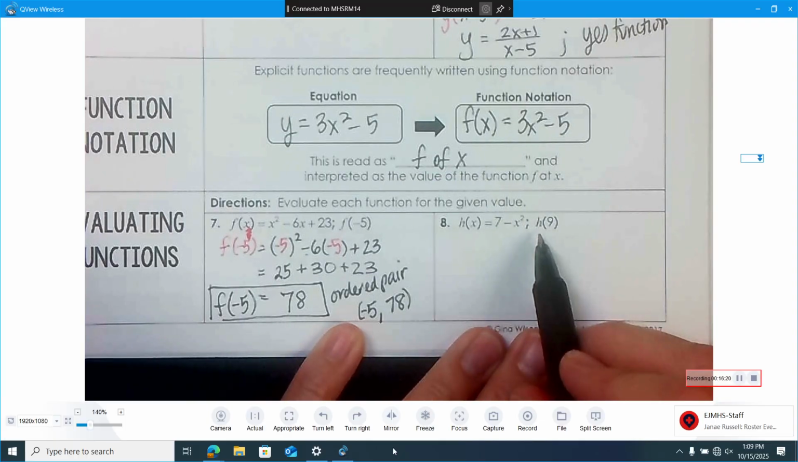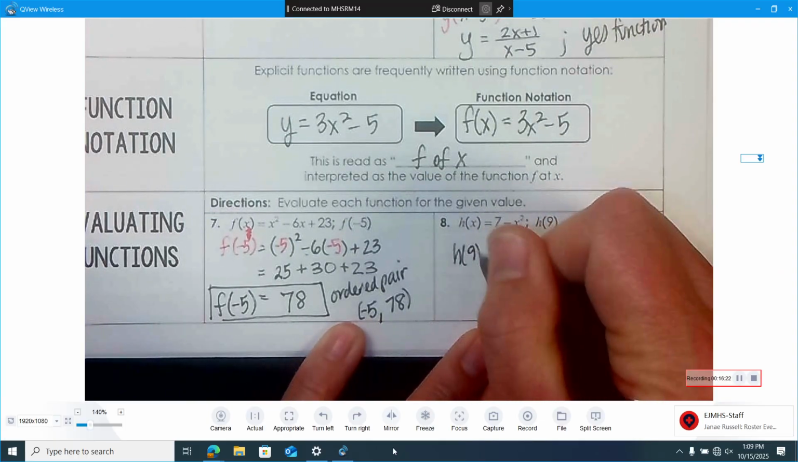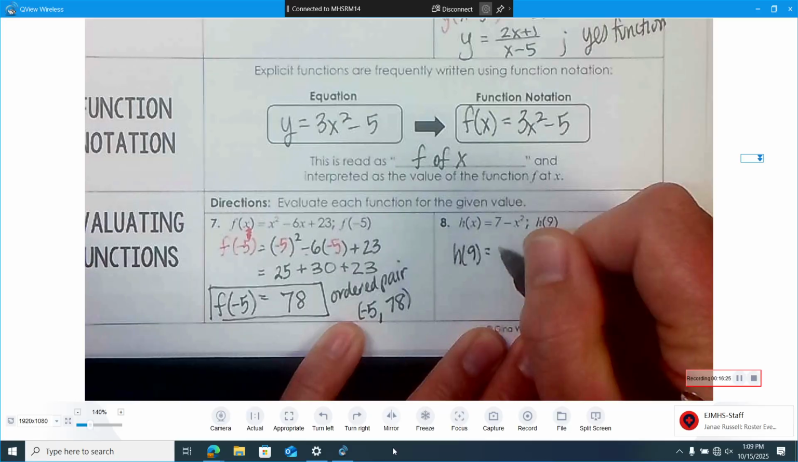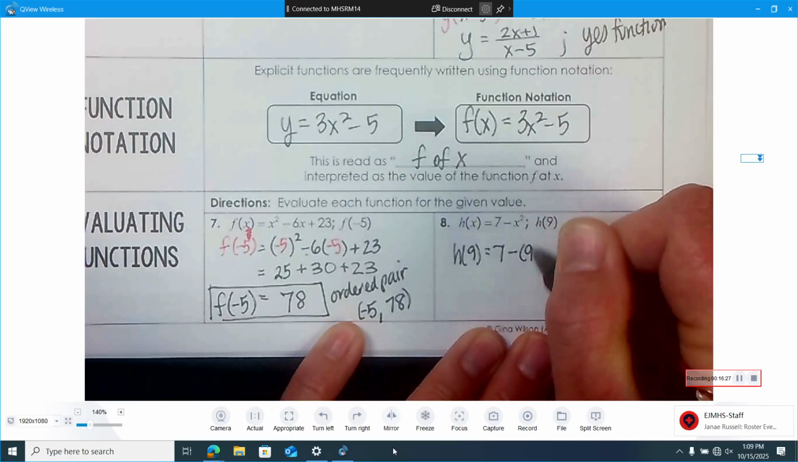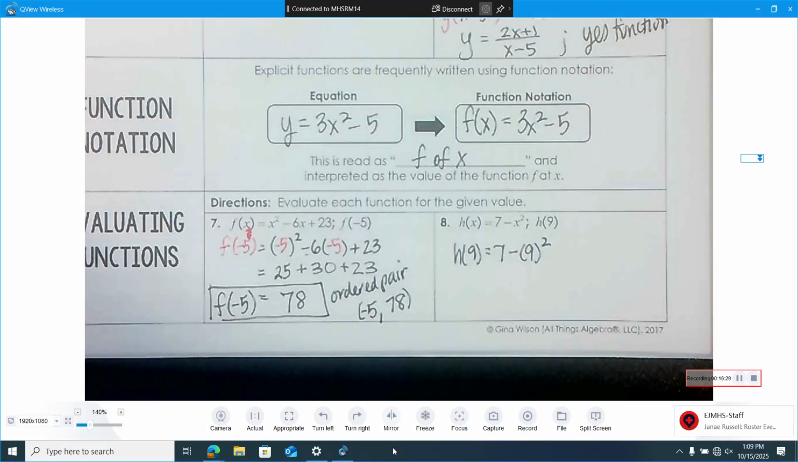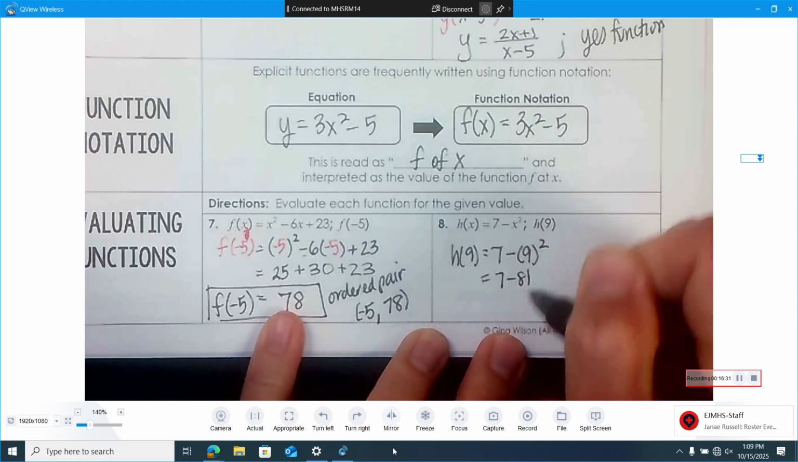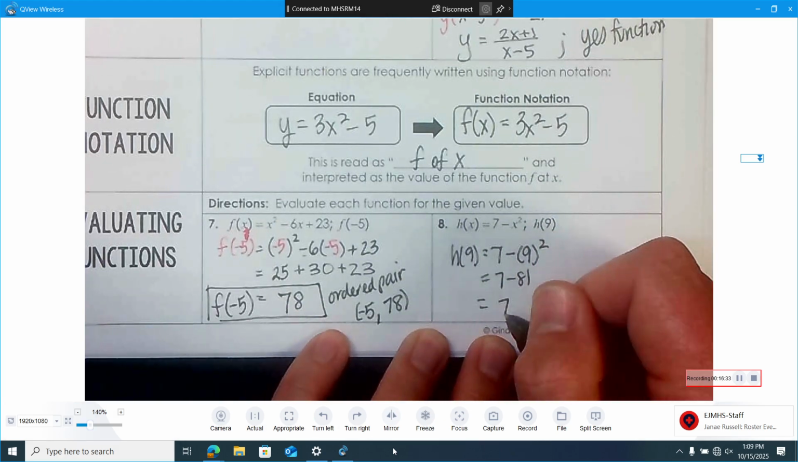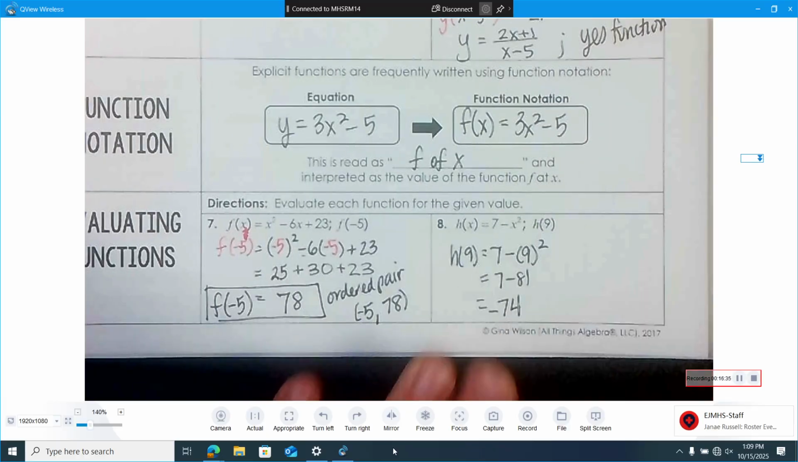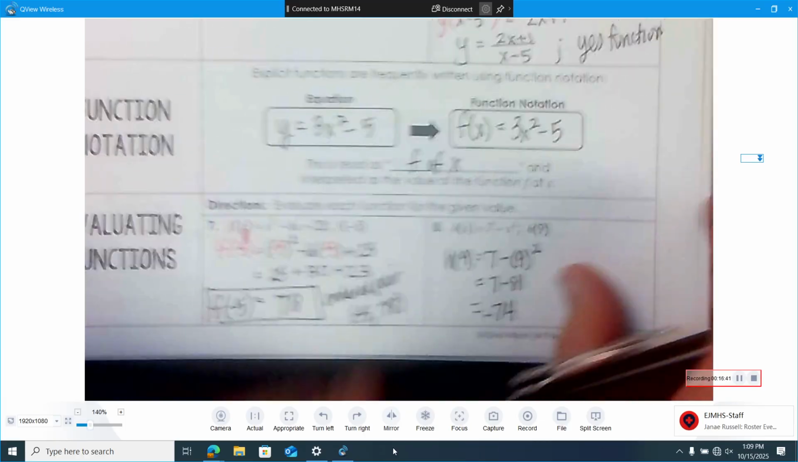What is h of 9 telling me to do? Replace the x with the 9. Good. So we have 7 minus 9 being squared. So this is going to be 7 minus 81, which is negative 74. Beautiful. Thank you very much. All right. I'm going to do a few more of these.